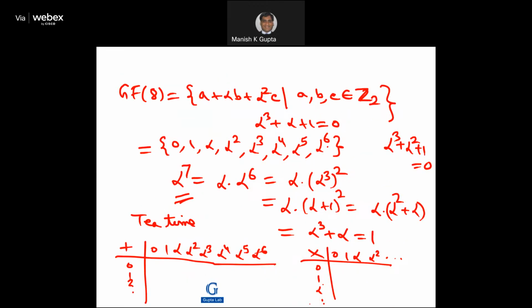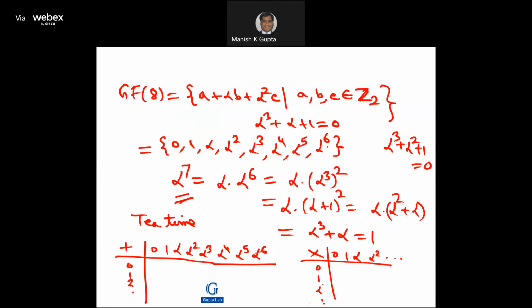Okay, so field with 8 elements. I have taken the polynomial x cube plus x plus 1 is equal to 0, right? x cube plus x plus 1 is equal to 0. And then, alpha is the root of that equation. That means alpha cube plus alpha plus 1 is equal to 0, right? And then just choose different values of a, b, c. You will get 8 elements as powers of alpha, right?